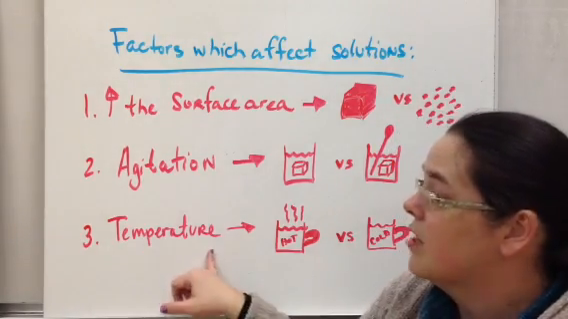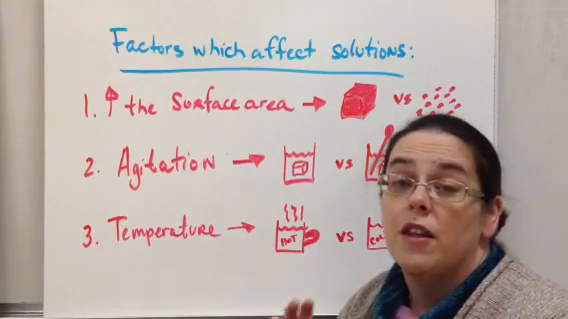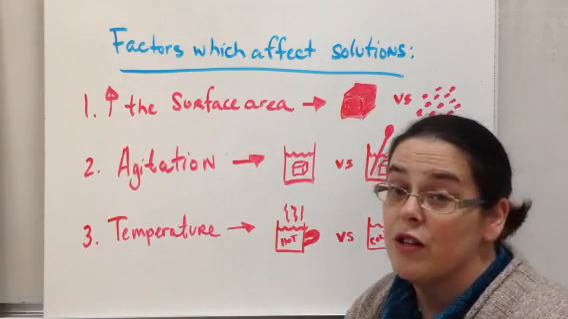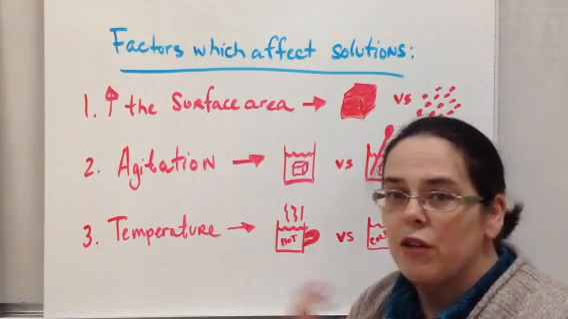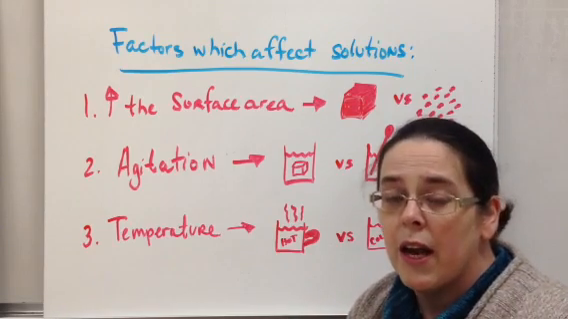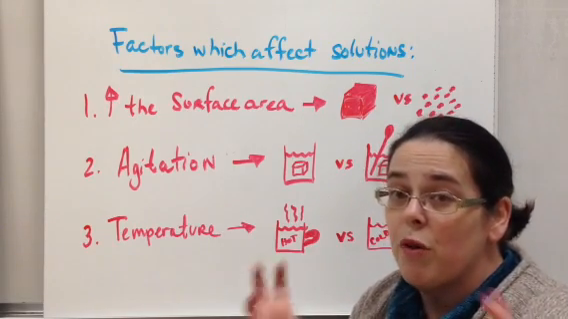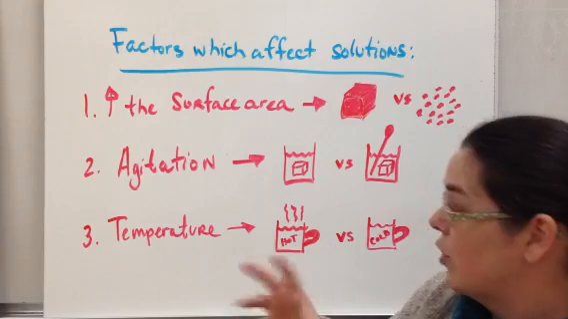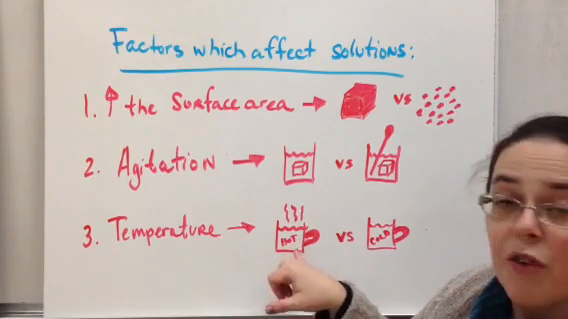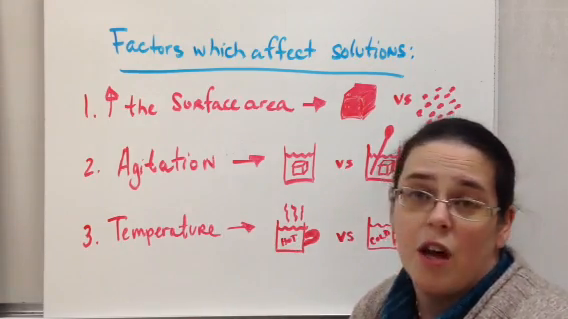The third factor is temperature, how hot the solvent is. So the hotter the solvent, the faster those molecules are moving. Remember, temperature and kinetic energy, faster they move, the more they're going to break down the solute. So you have a hot cup of coffee, you put your sugar in, it dissolves no problem.